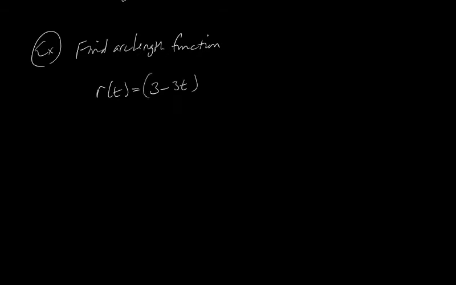Okay, so let's go ahead and do an example. Let's find the arc length function for r of t equal to 3 minus 3t in the i direction plus 4t in the j direction on the interval from 0 to 1. And then write r as a function of the parameter s.